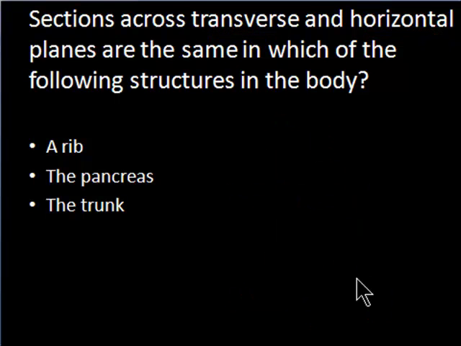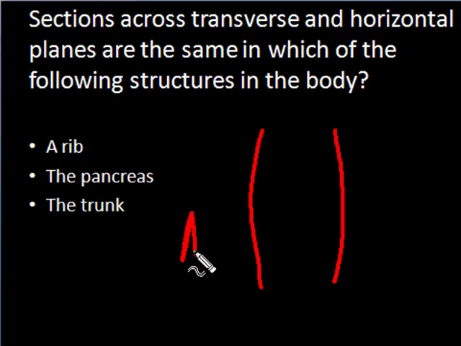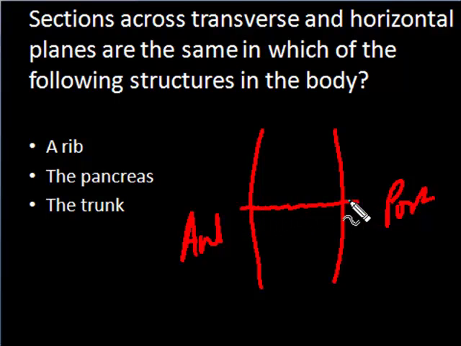A horizontal section always goes from front to back. So let's say you're looking at the body from the side, and this is the front or anterior and this is the posterior. As you take a horizontal section, or a section across a horizontal plane, it'll go from front to back, so it goes across like this, dividing it into an upper and a lower portion always.